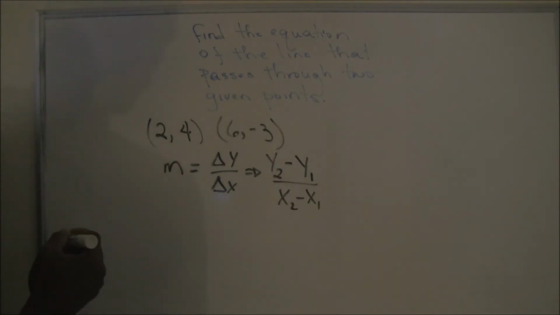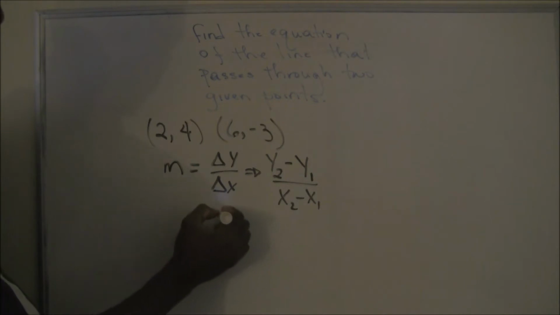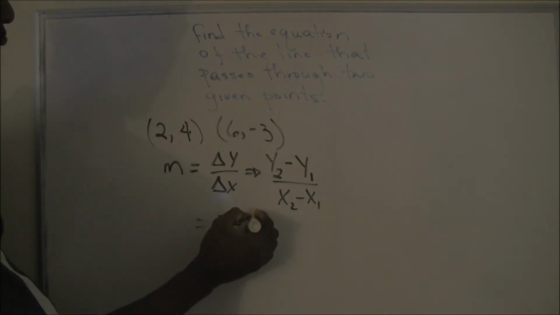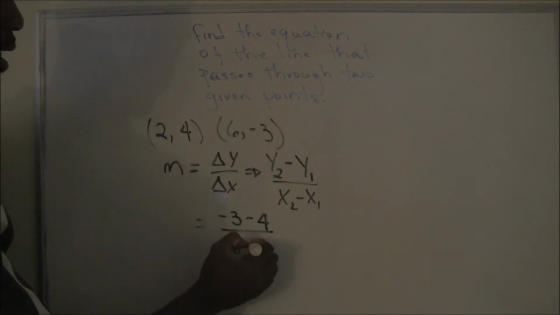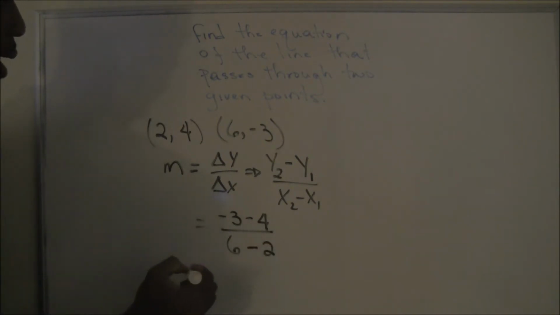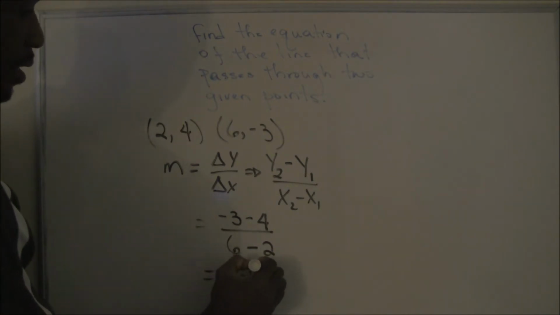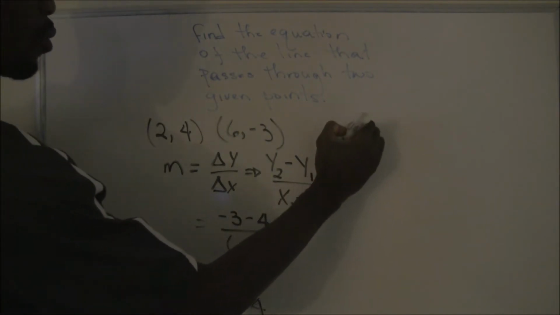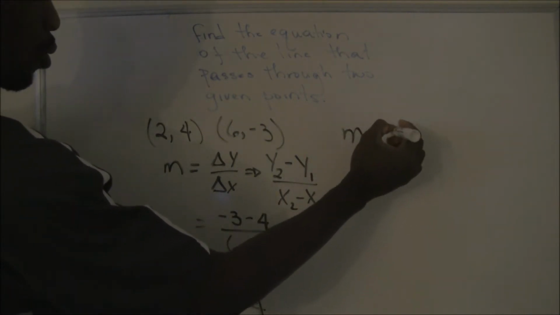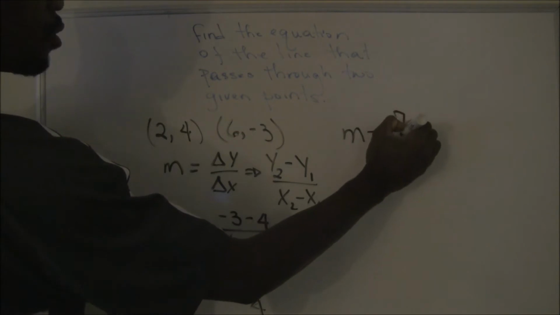In this case, we would have negative 3 minus 4 over 6 minus 2. And we have negative 7 over 4. That becomes the slope. This is going to be the slope we will be working with. M equals negative 7 over 4.